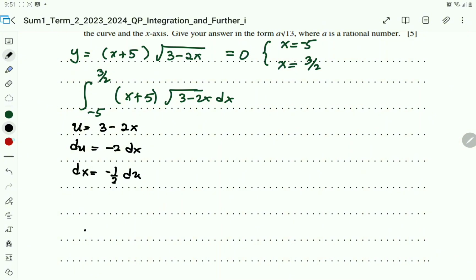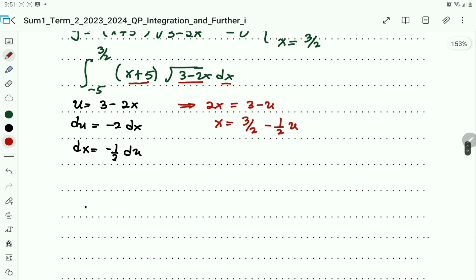So we have now an expression for this, and for this. We don't have an expression for x plus 5. So let's solve for x here. So 2x is equal to 3 minus u. So x is equal to 3 over 2 minus 1/2 u. So now we are ready to plug in.